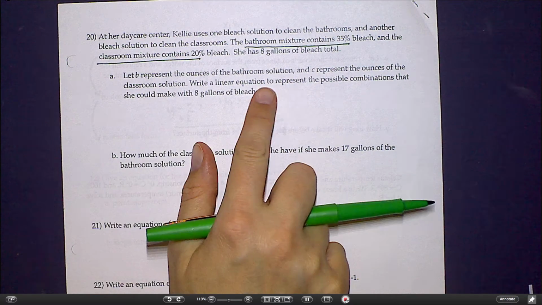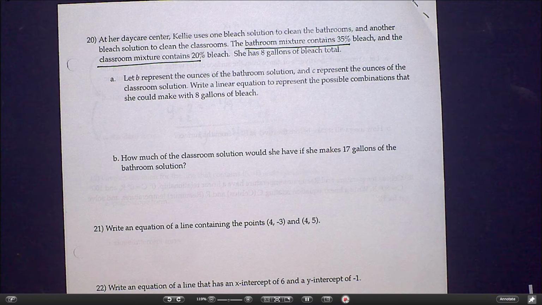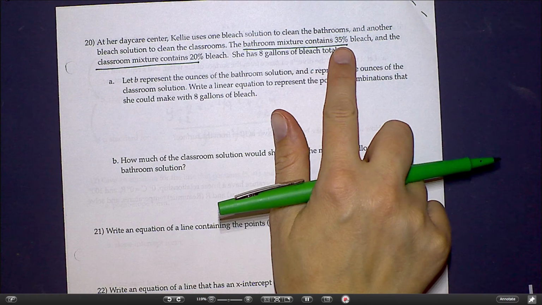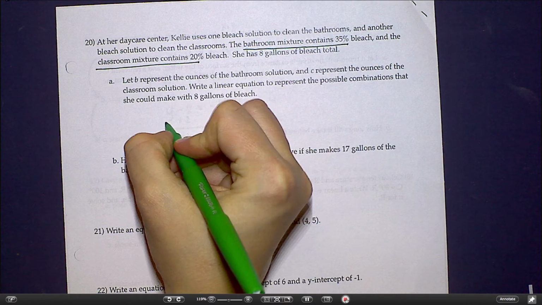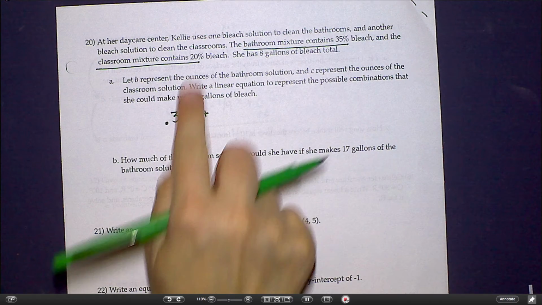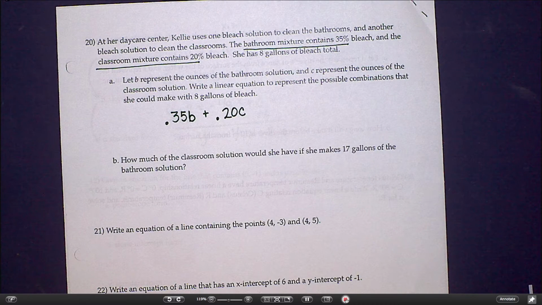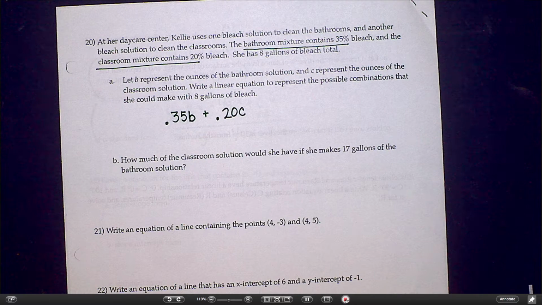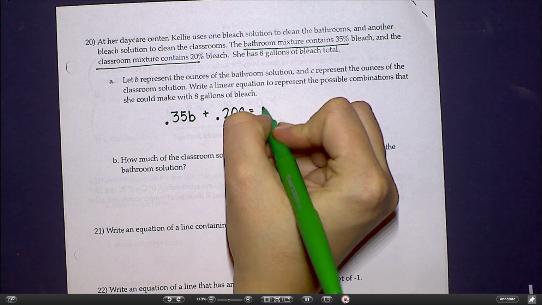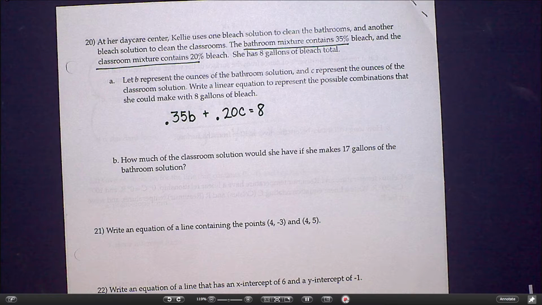So B is the bathroom solution, C is the classroom solution, and I want to write an equation that shows how I could mix these together and end up with 8 gallons of bleach total. So my first mixture, if I'm going to call that B, 35% of it is bleach. So I would say 0.35 B. And then I have another mixture that is 20% bleach. So I would say 0.20 C, and that's my classroom mixture. So that right there represents the two mixtures. Okay, 35% bleach here, 20% bleach here. And I know I have 8 gallons of bleach total, so I'm going to set it equal to 8. That's all there is to it as far as writing an equation.